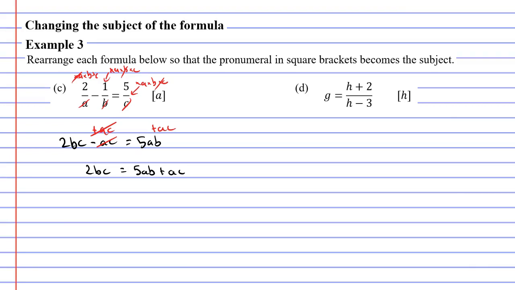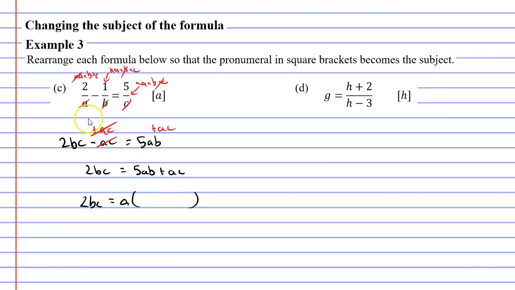Now we're in a position where most people get really stuck because we've got two terms that have an a in them. And when you get into this situation, the best way to fix this problem is to factorize. And we're going to factor out the a, and you'll soon see how well this works. So the left side is going to remain as 2bc, and we're going to factor out the a for the right hand side.